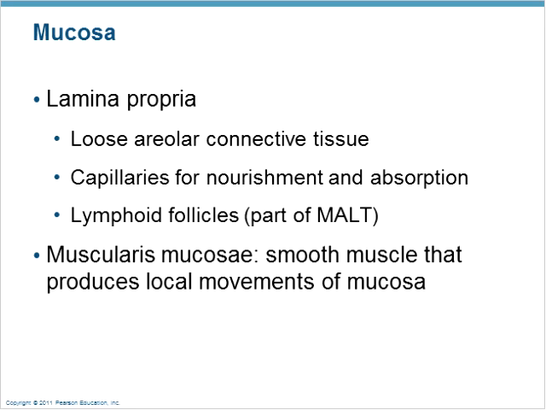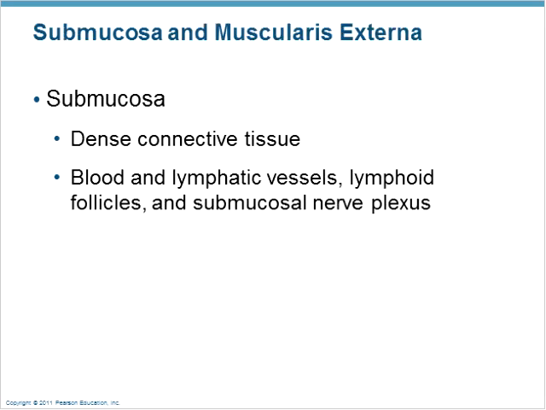The lamina propria is a loose, areolar connective tissue. It has capillaries for the nourishment and absorption of nutrients. It has lymphoid follicles, part of the NALT system we talked about before. And then we have the muscularis mucosa, which is that smooth muscle that produces local movements of the mucosa. So not the mucosa, not the muscularis externa, but a part of the mucosa.